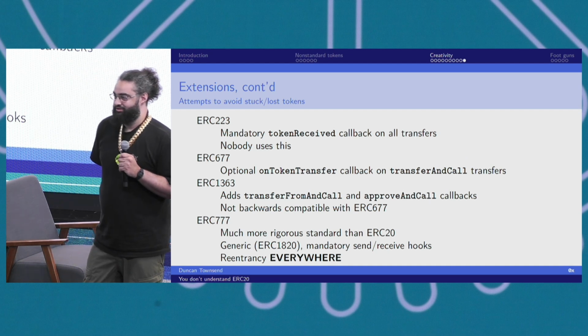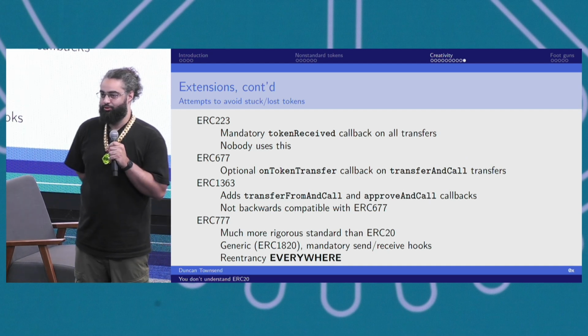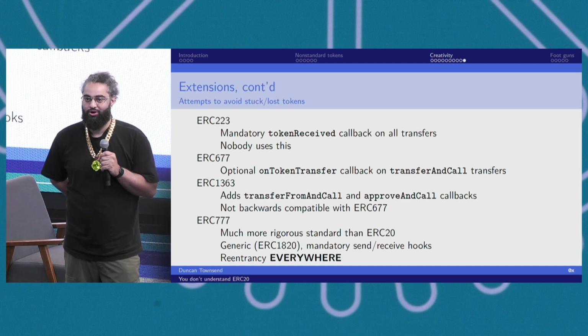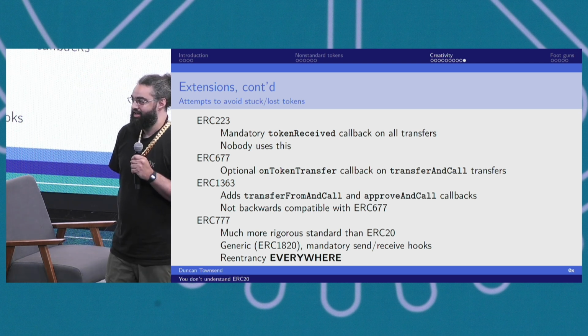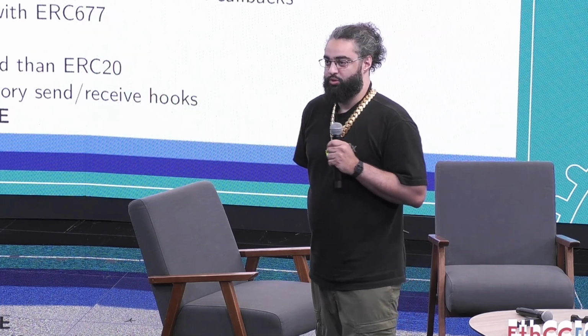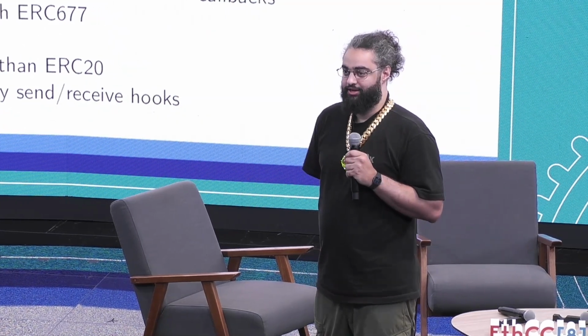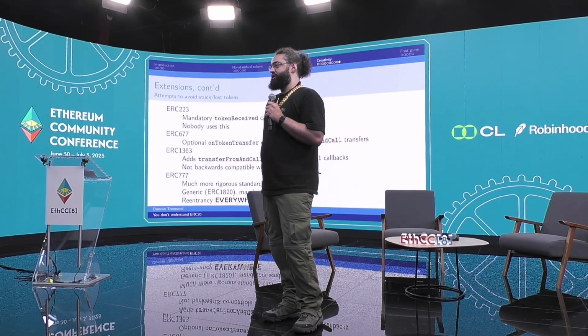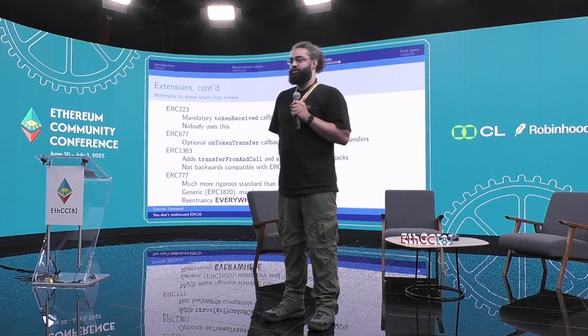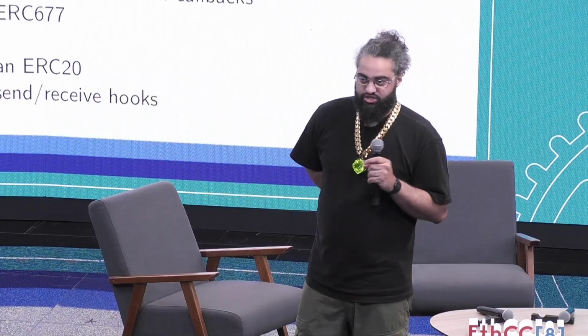More extension standards. These are people's attempts to avoid, oh, I sent my tokens to the wrong address and now my tokens are lost forever. None of these have super wide adoption, but the last one you should pay attention to, because ERC777 tokens will wreck you. They are reentrancy city, and there have been a number of lending protocol hacks as a result of ERC777 or similar tokens.